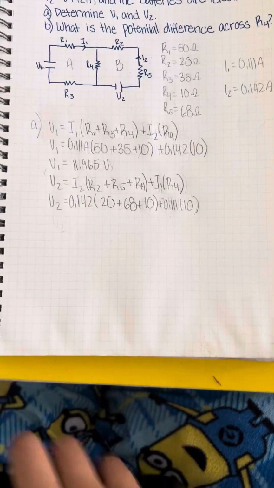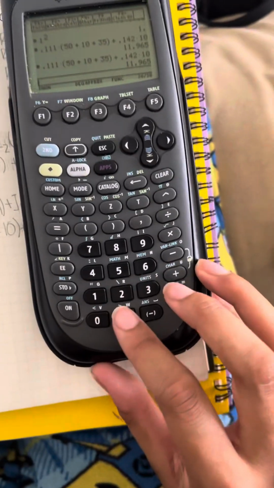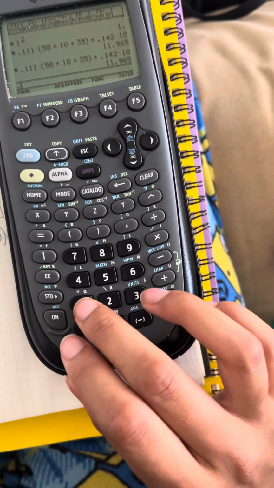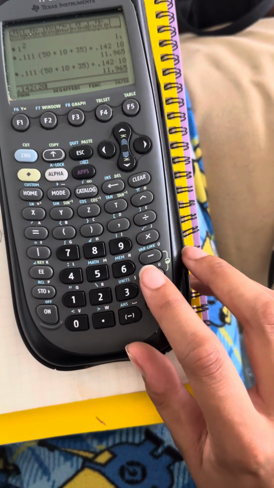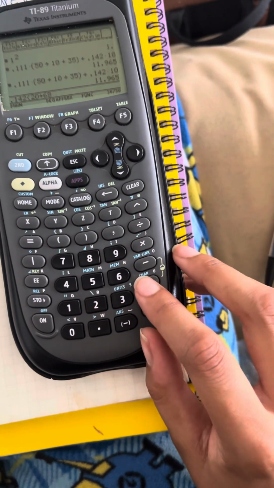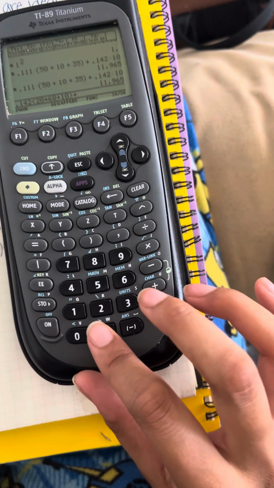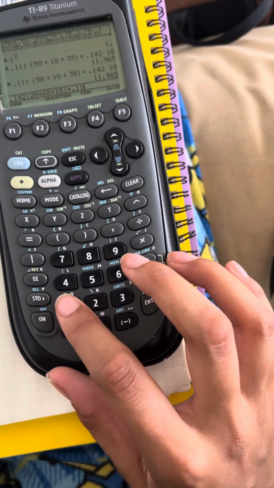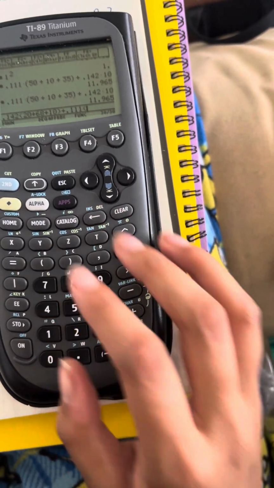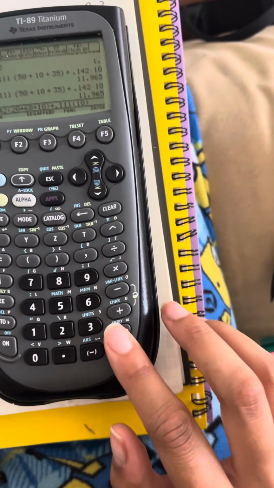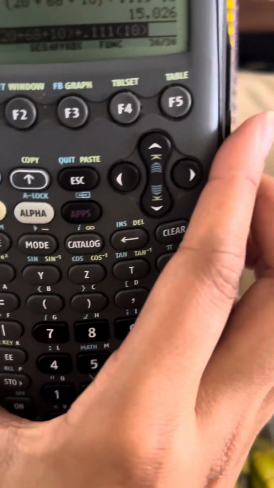Okay, so we're going to plug that just like that into our calculator. So 0.142 times 20 plus 68 plus 10, plus 0.111, yep, multiplied by 10 equals 15.06.